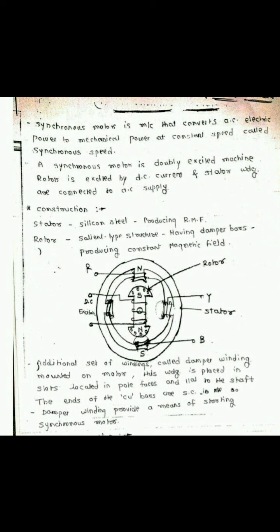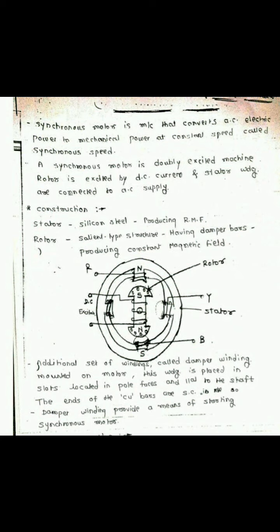A synchronous motor is a machine that converts AC electric power to mechanical power at constant speed, called synchronous speed. As we know, it is a motor, so in motoring action we are converting electrical energy into mechanical energy. Basically a synchronous motor is a doubly excited machine. The rotor is excited by a DC current and the stator windings are connected to the three-phase AC supply.